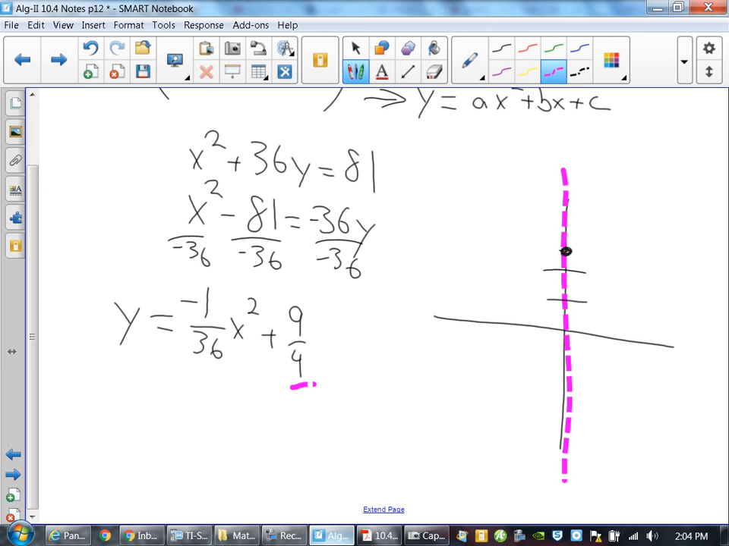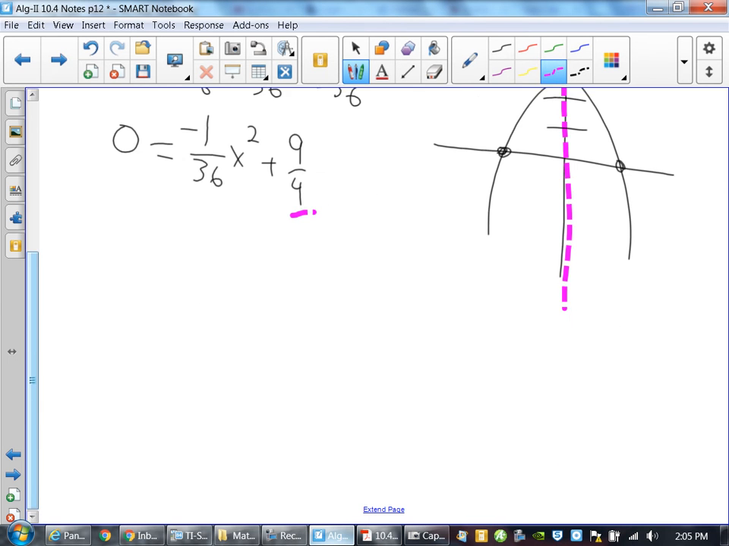Is a positive or negative? Is it up like a cup or down like a frown? Down like a frown. You can figure out your x-intercepts. I don't know if it's said to do that or not. If we set this equal to 0, it's actually really easy to do.